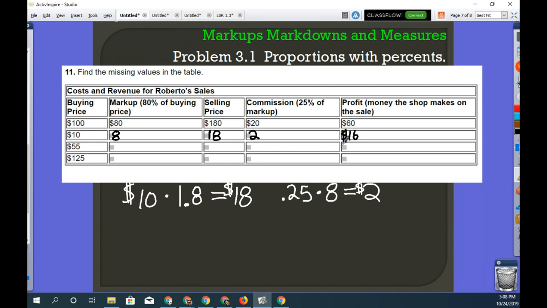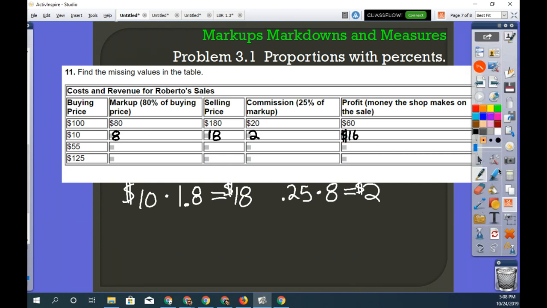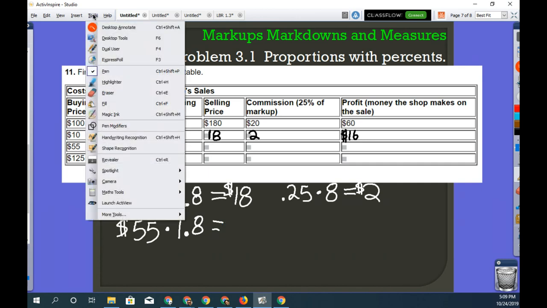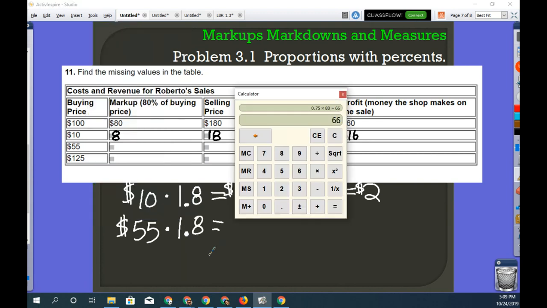All right. Went ahead and did the first one for you. Let me do the second one for you, and I'll leave the third one for the students. Here we go. We've got a $55 item. We're going to mark it up by 80%. So we're going to multiply it by 180% as a decimal. This one, I'm not going to do mental math. I'm going to go ahead and get a calculator. I'm going to multiply 55 times 1.8.